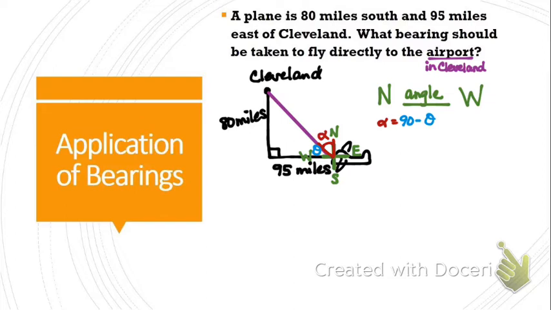How can I find theta then? The inverse of tan. Inverse of tangent. So inverse tangent of what? 80 over 95. So how big is theta? 40.1.